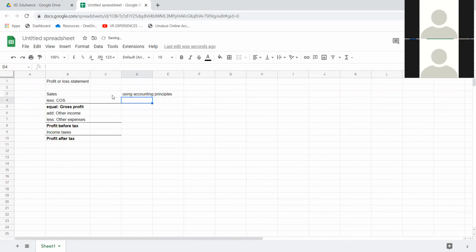Then we have cost of sales. Cost of sales is basically inventory that is being sold. It comes about as a result of inventory being sold or inventory being written off or something of that nature. So cost of sales is basically determined using IAS 2 Inventories. IAS 2 is the standard for inventory. So once again, cost of sales is calculated or determined using accounting.